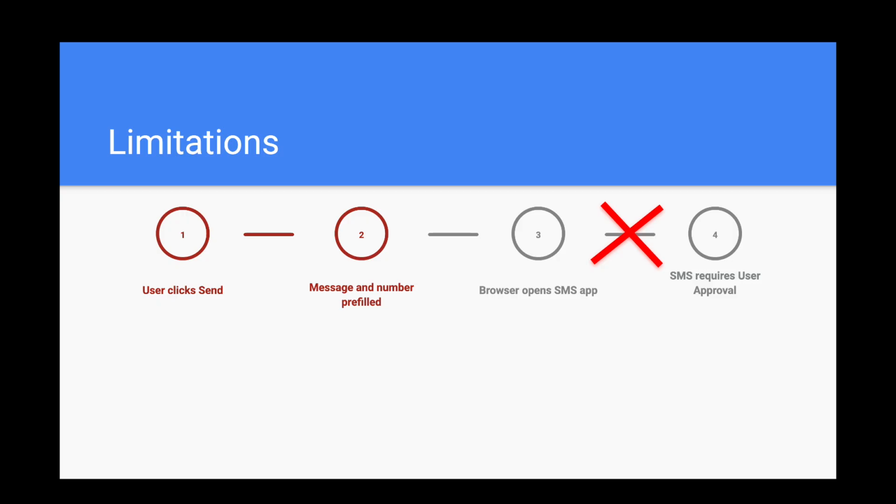Now, as I said before, this episode is slightly different than the other ones. We do have a limitation. To be honest, I didn't foresee this, but it's a learning experience and we'll see what's happening and what we can't do. You can see in this flow here, you can click send, it'll pre-fill the number and message, the browser will open the app, but then we can't go any further than that.